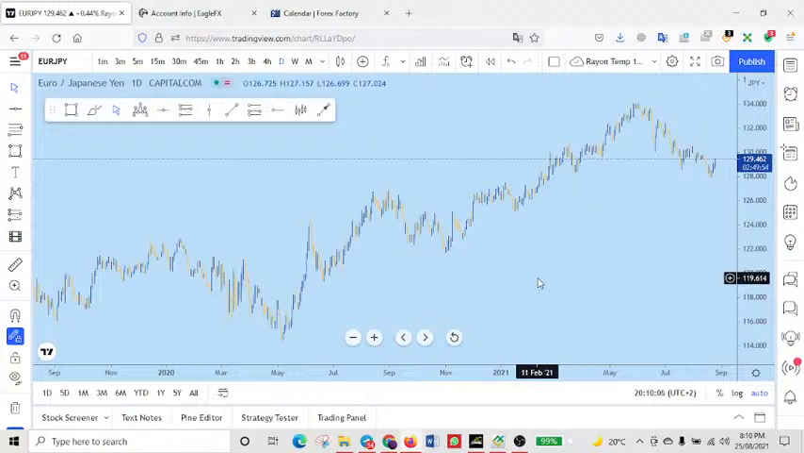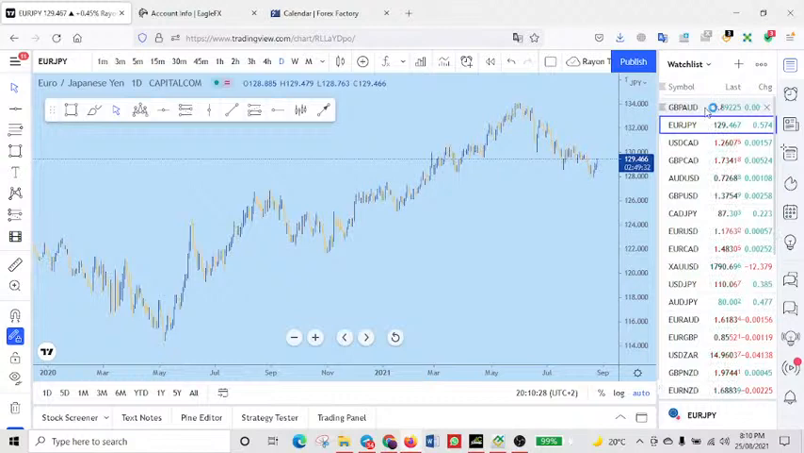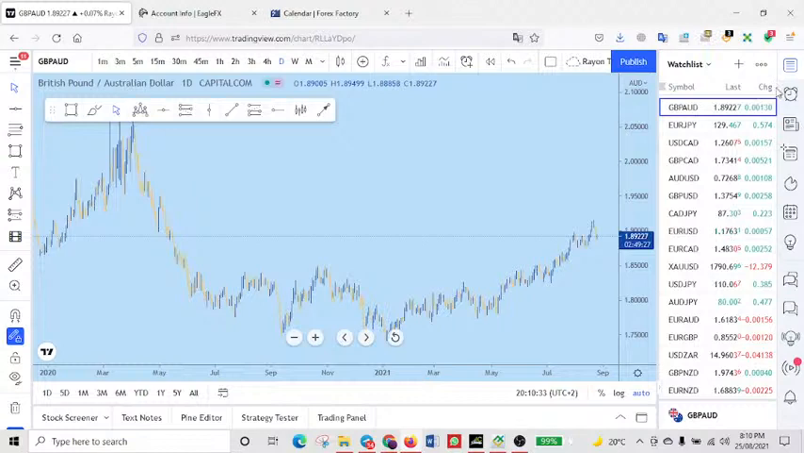So I would like to take this time for us to do a simple analysis on Euro JPY and Great British Pounds AUD. Let's break it down and see what we have going in the upcoming days, because it looks like it's going to play out in the upcoming days. So let's try with Great British Pounds AUD.